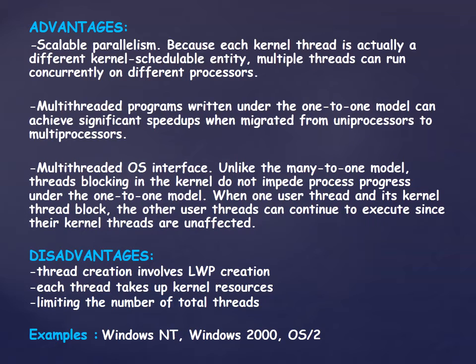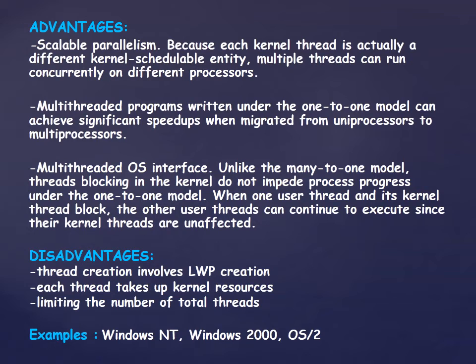Next, multi-threaded programs written under the one-to-one model can achieve significant speed-ups when migrated from uniprocessor to multiprocessor. The last one is multi-threaded OS interface. Unlike the many-to-one model, threads blocking in the kernel do not impede process progress under the one-to-one model. When one user thread and its kernel thread block, the other user threads can continue to execute since their kernel threads are unaffected.